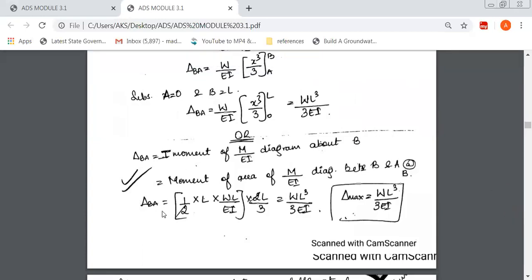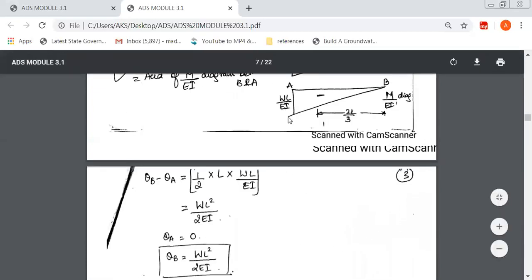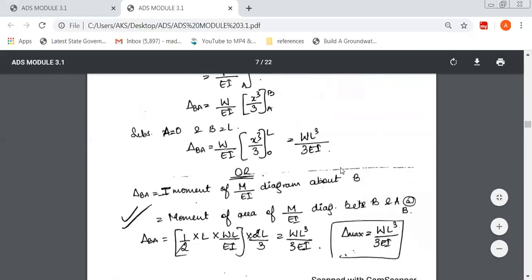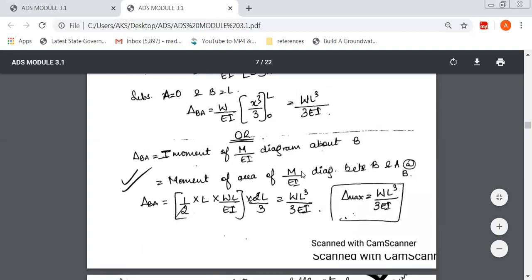So now if I find delta B, it is nothing but the moment of area of the M over EI diagram between B and A about B. Again, we have to find this about B because B is the free end. If you want to find moment of area, how do you find moment of force? It is force into distance. Likewise, moment of area is nothing but area into its CG distance. So that's how we have found out here. This is the area into its CG distance which gives us the moment of area.